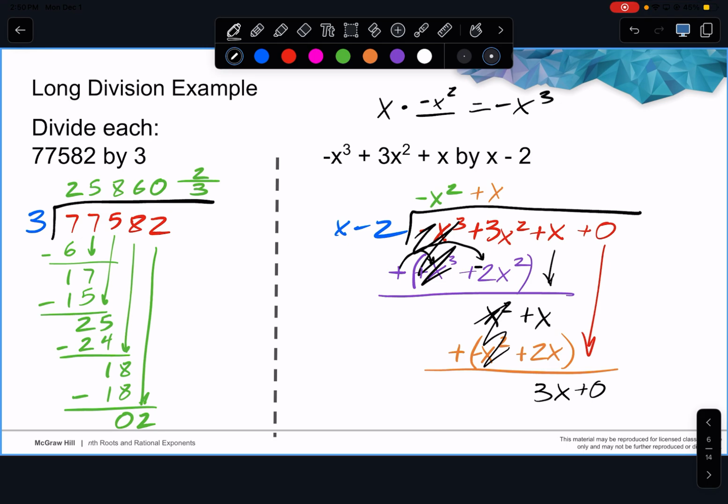Now we go back to what we were doing, the same process. So x times what gives me 3x? 3. So we're going to say plus 3. And then we distribute that to both terms. So 3 times x is 3x, and then 3 times negative 2 is a negative 6. Remember that that's in parentheses as a value. So then we do keep, change. So I'm going to keep this, change this, and this.